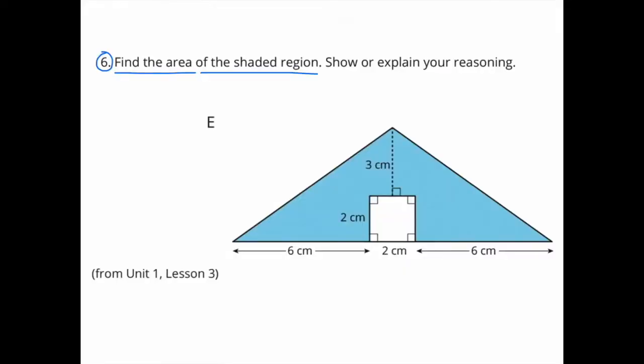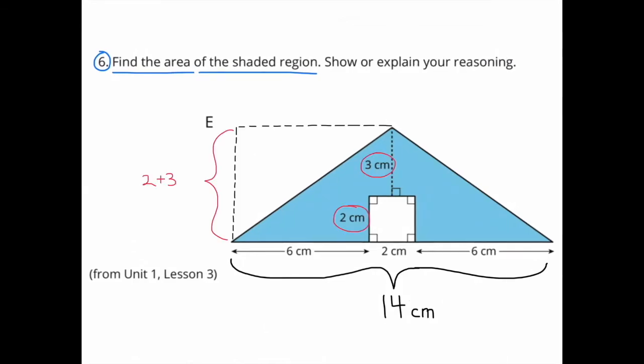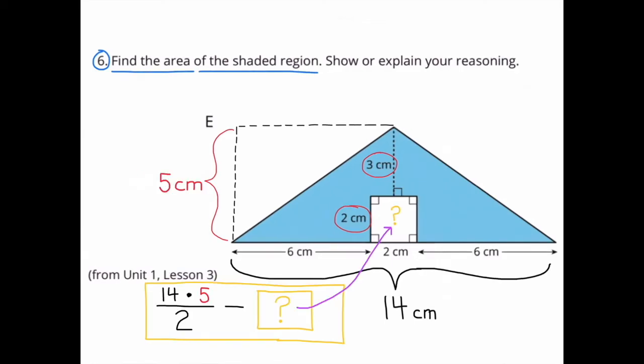Number 6, find the area of the shaded region. Show or explain your reasoning. The shaded region has a base that measures 6 plus 2 plus 6, or 14 centimeters. The shaded region has a height of 2 centimeters plus 3 centimeters, or 5 centimeters.